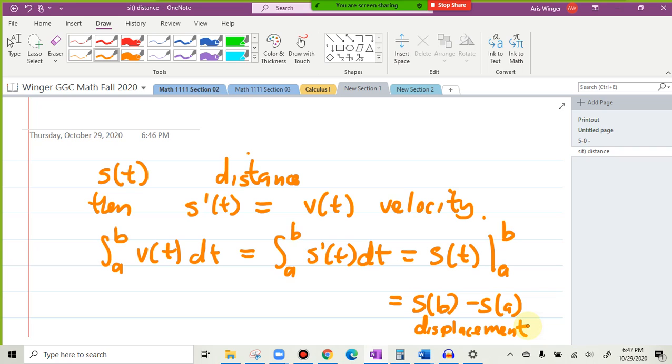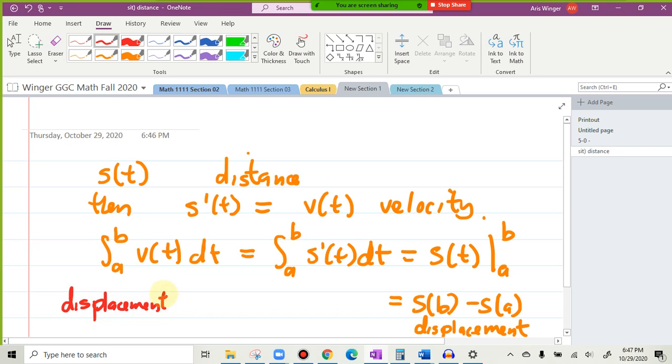So when they say find the displacement, they're simply saying find the area under the curve. Right? So displacement means area under the curve.